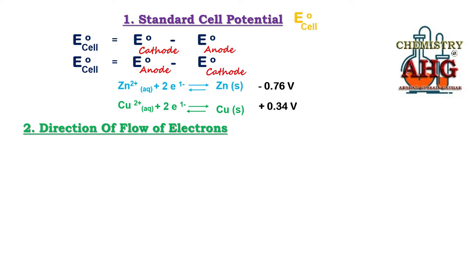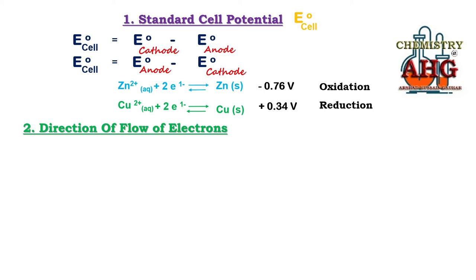Which numerical value is greater mathematically? Plus 0.34. So it must undergo reduction. Any half cell having a greater, more positive numerical value must undergo reduction. It must act as cathode, and the other half cell must undergo oxidation. It must act as anode. Right now you have come to know which half cell will undergo reduction or oxidation. I will give you some more examples, but before that, let's complete this question for the time being.